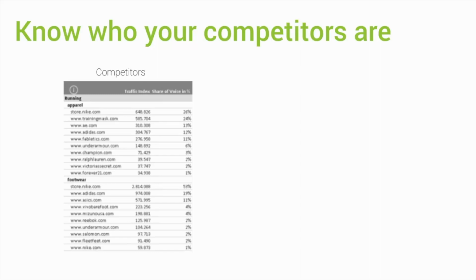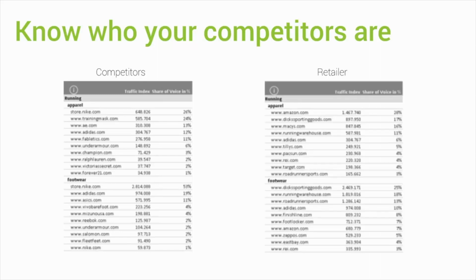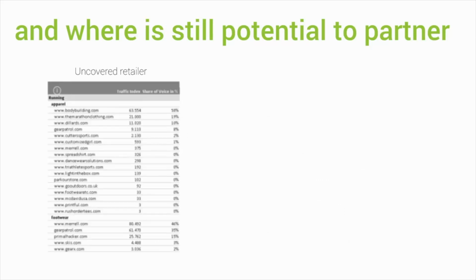So on the one hand, you have your competitors. On the other hand, you can look at just retailers, because we can look at whether they actually have a shopping cart on the website. Are they selling the same products as you, or are they selling in general? You can also see where there's still potential to partner. There are uncovered retailers where you are not selling yet, but you can have a look at those domains. And when you see that maybe there's a more profitable partnership than with those you're already partnering with, then it's a good idea to approach them and ask them to cooperate.